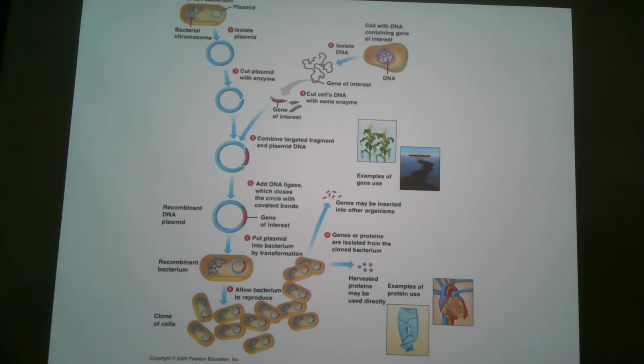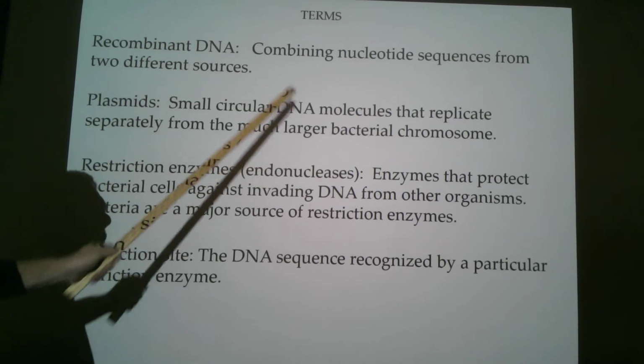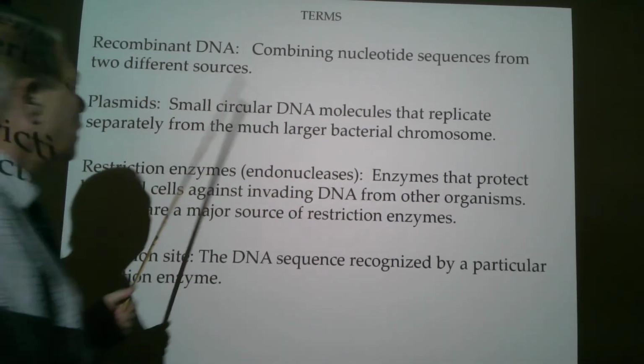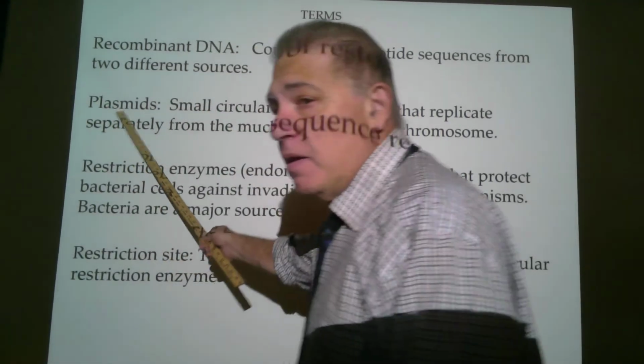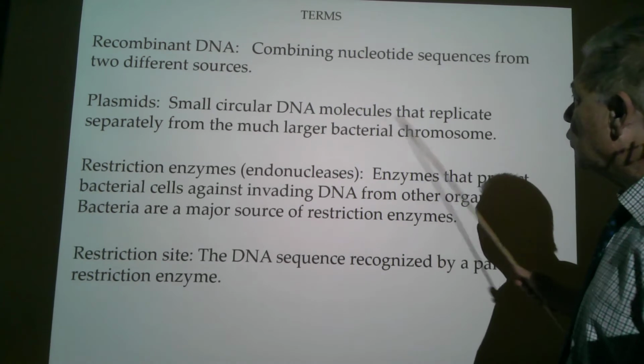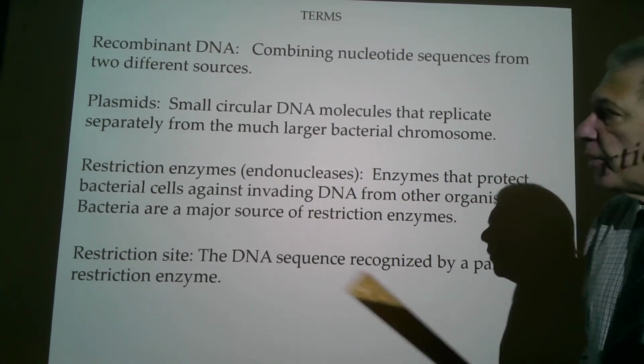All right, so let me go over a couple of things here, because I'm going to stop in a minute. I want to go over some of the terms that we just used. Recombinant DNA simply means combining nucleotide sequences from 2 different sources. Plasmids, you should be familiar with plasmids: small circular DNA molecules that replicate separately from a much larger bacterial chromosome.